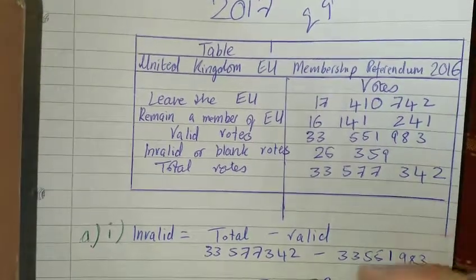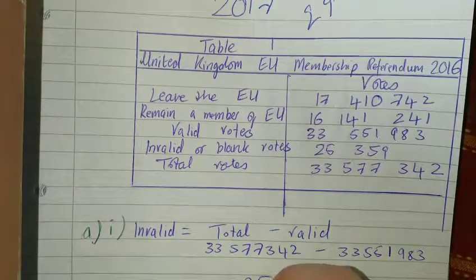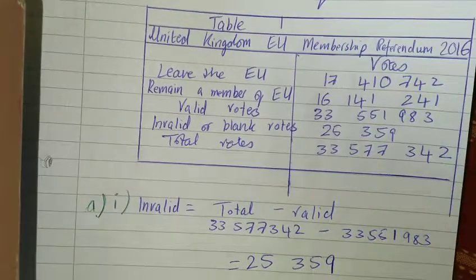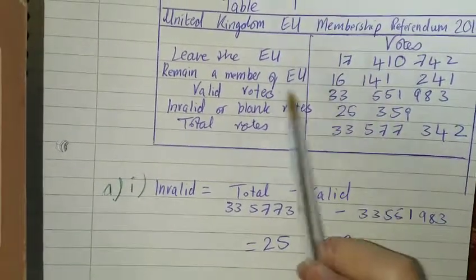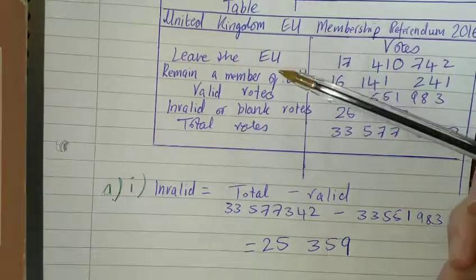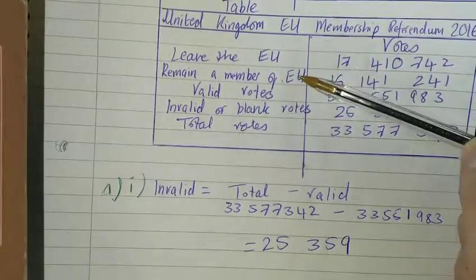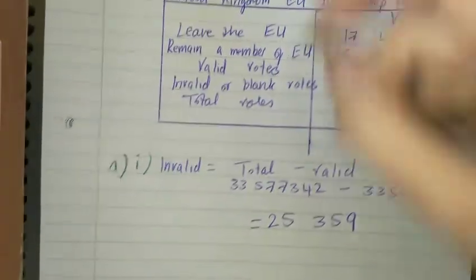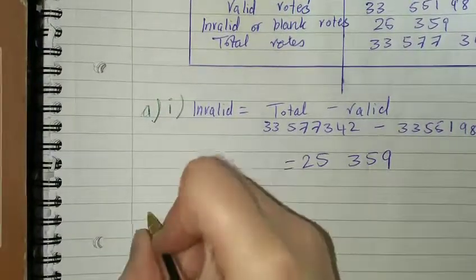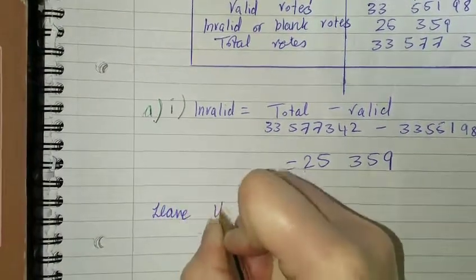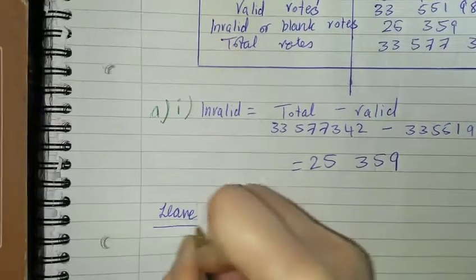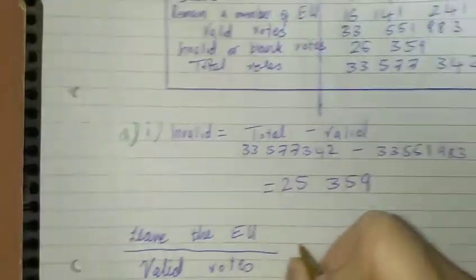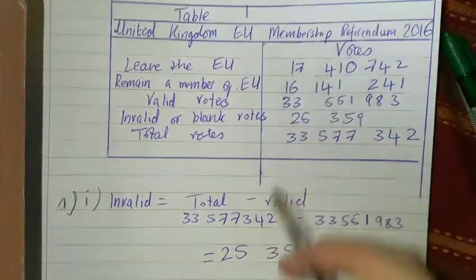So we're asked to write the number who voted to leave the EU as a percentage of the valid votes. So the valid votes: if we add all the leave the EU plus the remain a member of the EU, these are the valid votes because only valid votes can be counted in either of these. So the number to leave the EU over the valid votes. So leave the EU is this one here.